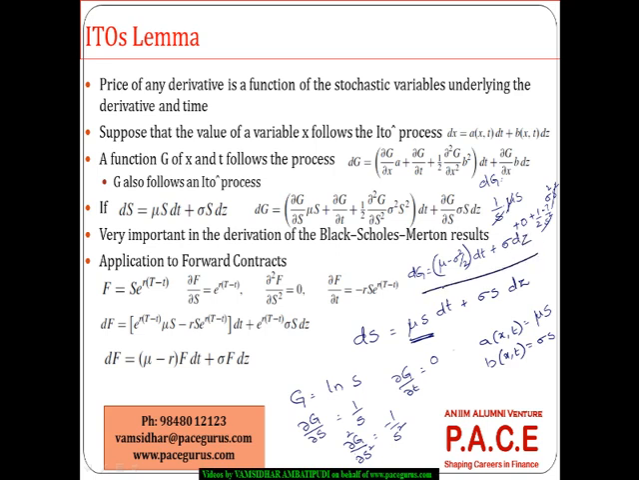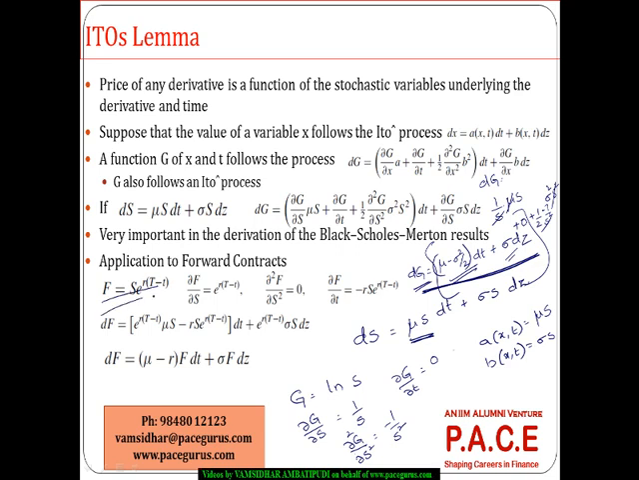Now what we are seeing is, if I am taking g as log s, the dg, the change in the value of g, is also following an Ito process with a mean mu minus sigma squared by 2 as well as the variance being sigma. It's very important. This derivation is very important in the Black-Scholes results. The same logic I can use for almost anything.